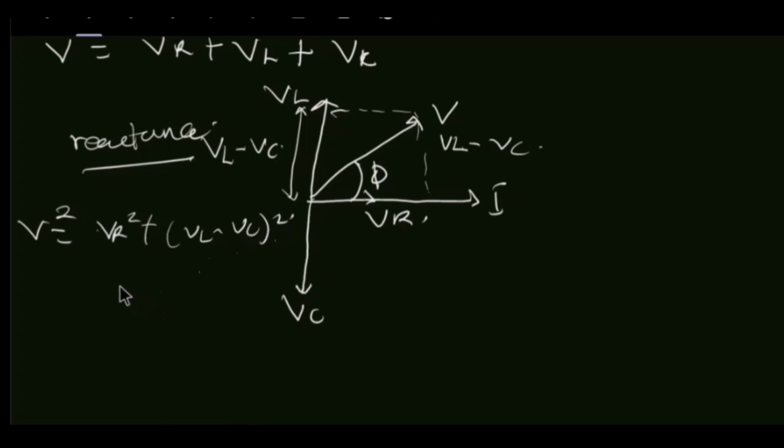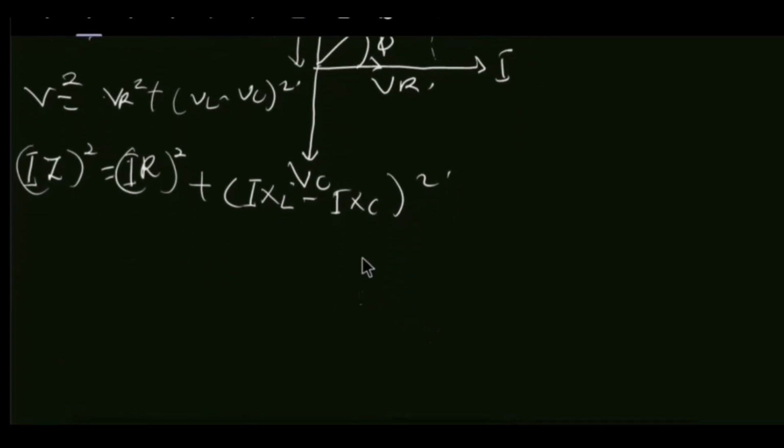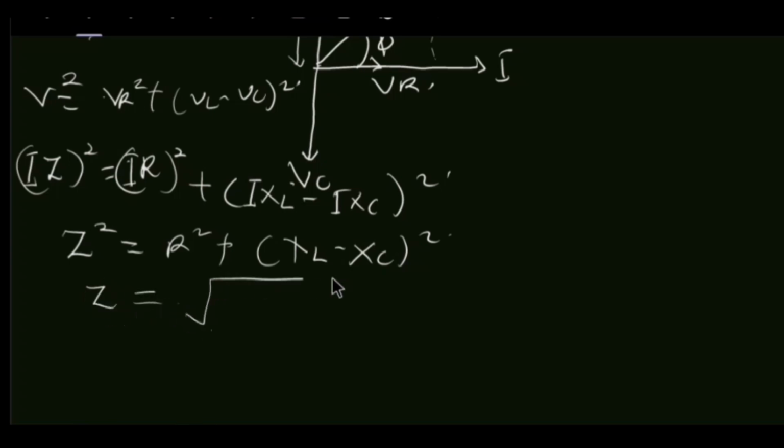Right. So at this point, I'm going to have my total voltage as total current times the total impedance, squared equals total current times the resistance squared for the VR, plus IXL minus IXC all squared, in this manner. Once I have this, I can factorize my I squared out. So I'll divide through by I squared, then I'll have Z squared equals R squared plus XL minus XC all squared. My Z is equal to the square root of R squared plus XL minus XC all squared. And this gives us the total impedance in an RLC circuit.